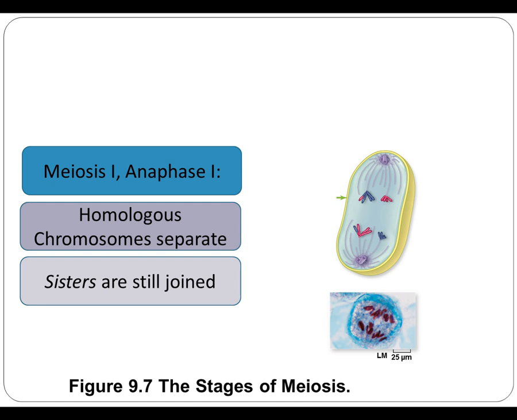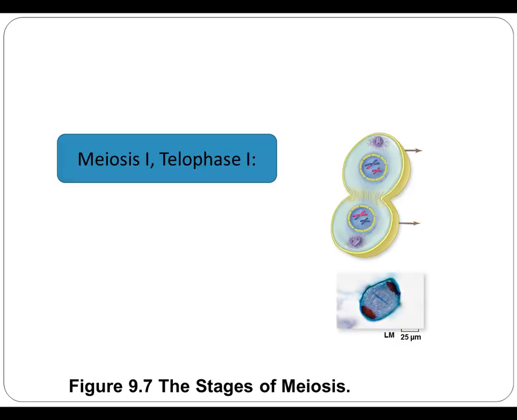The cell will then enter into a phase of telophase, where what happens? They're pulled to the opposite ends, the opposite poles. The nuclear envelope will reform, and the chromosomes may decondense. The degree of nuclear envelope reformation may be kind of moderate during this phase.